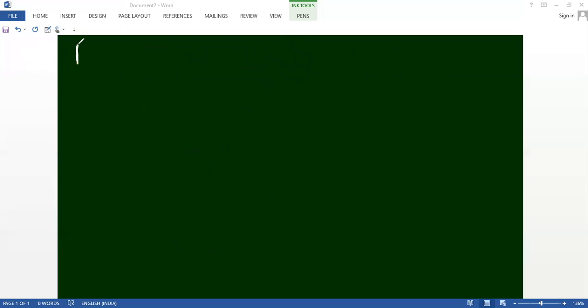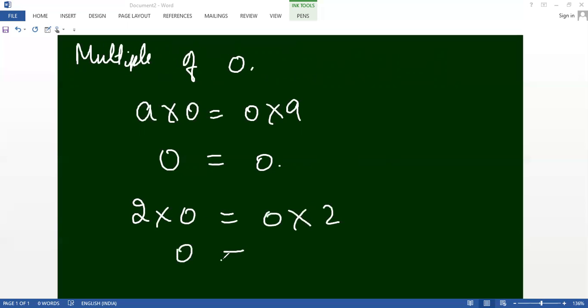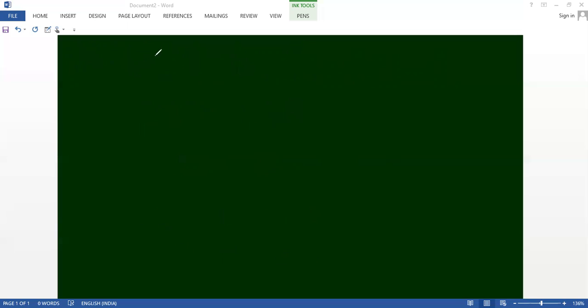And also we have multiplication of 0. So multiplication of 0, that is A into 0, is equal to 0 into A. Both are 0. For example, 2 into 0 is equal to 0 into 2. The answer will be the same, that is 0, which is the multiplication property of 0.